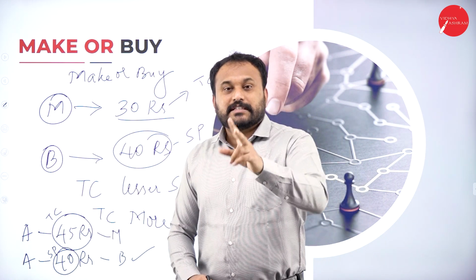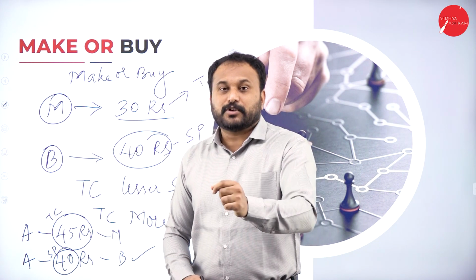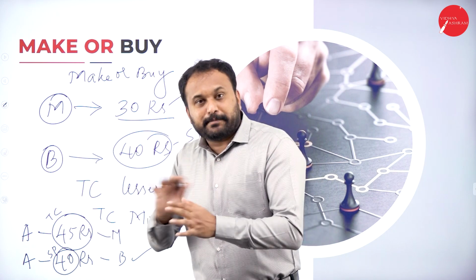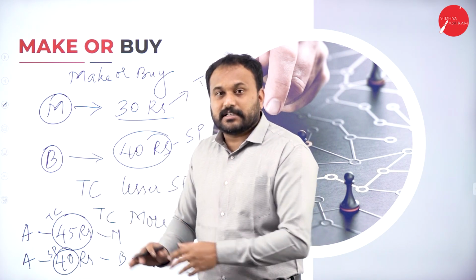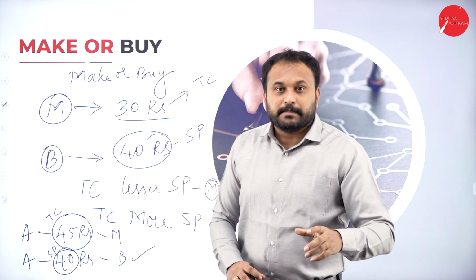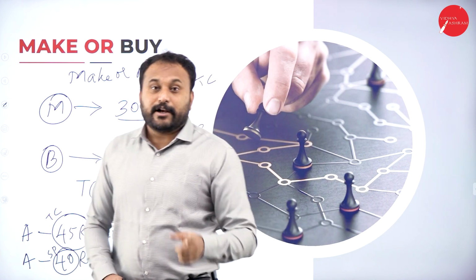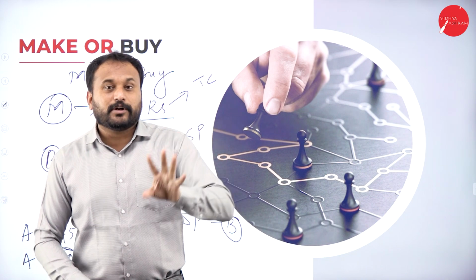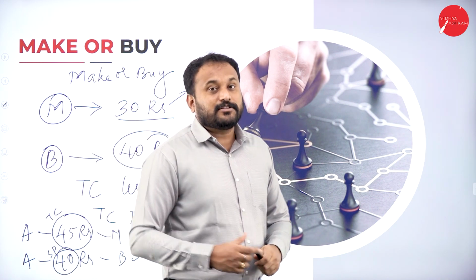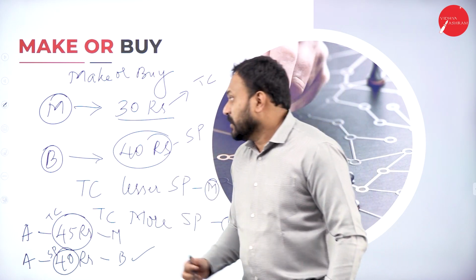Understand two things. The first one is when I manufacture a product, I only calculate total cost. I'll not add profit, nor deduct losses. I'll only go with manufacturing: how much is the cost to manufacture a product? But when I buy the product, I don't think about total cost. I think only about selling price, because when you buy, you will get it for selling price, not for total cost. So this is what it is.